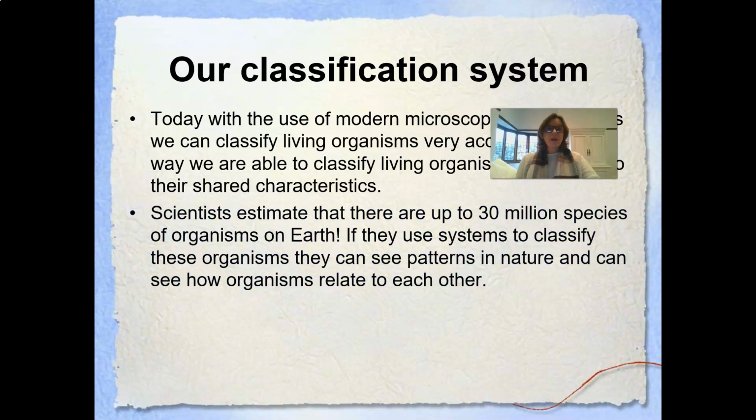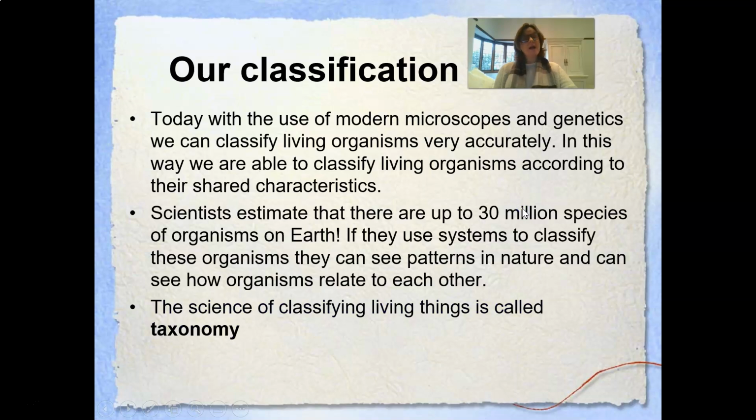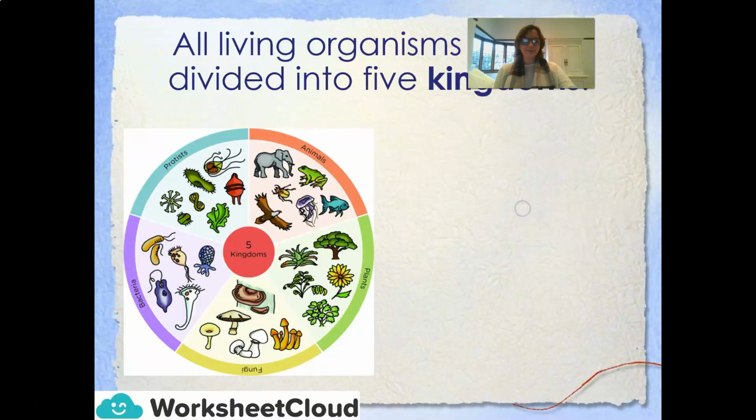Today, with the use of modern microscopes and genetics, we can classify living organisms very accurately. In this way, we are able to classify living organisms according to their shared characteristics. Scientists estimate that up to 30 million species of organisms exist on Earth. If they use systems to classify these organisms, they can see patterns in nature and can see how organisms relate to each other. The science of classifying living things is called taxonomy.